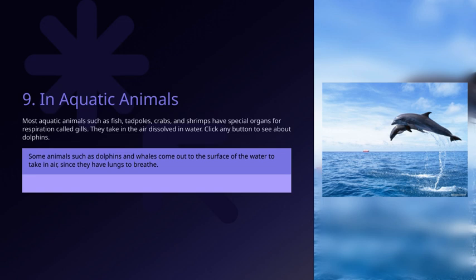It's interesting to see how these adaptations connect to the overall theme of how animals survive in various environments. Whether they come to the surface to breathe air or use gills to extract oxygen from water, each method is perfectly suited to their way of life. And if you click any button, you can learn more about dolphins and their unique breathing habits.